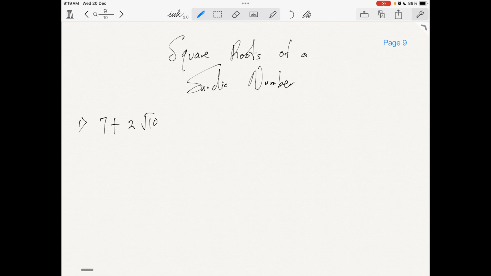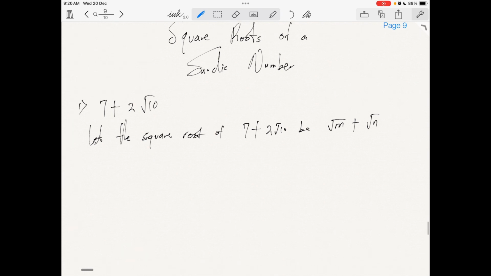So the first thing to do is we say let the square root of 7 plus 2 root 10 be root m plus root n. Some use x and y, some use a and b, depending on what you want to do. Since root m plus root n is the square root, if you square it, it equals 7 plus 2 root 10.